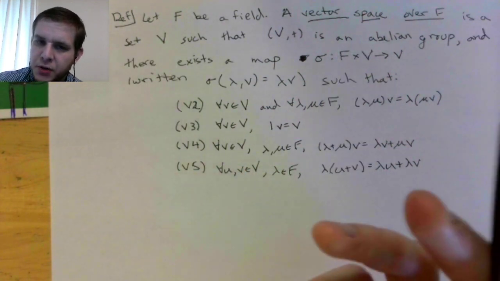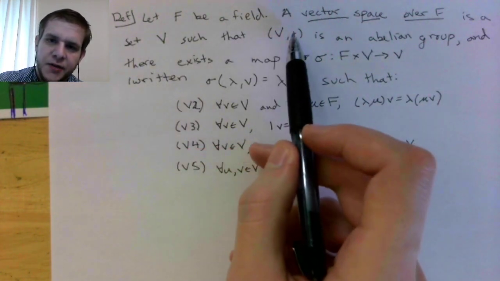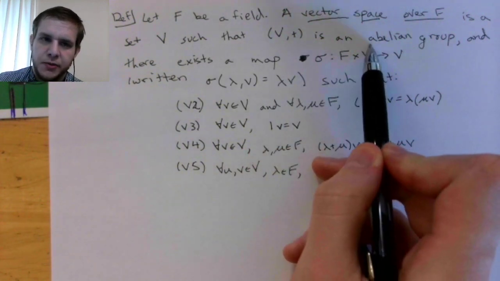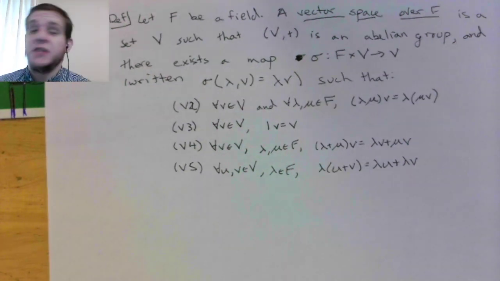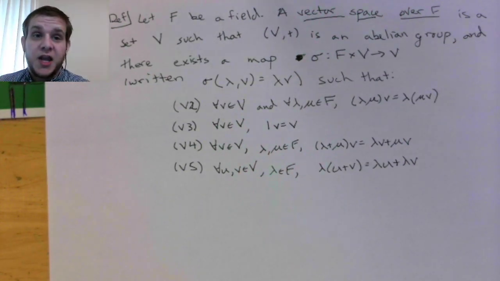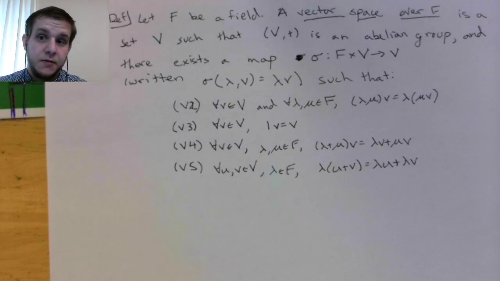So what can you do with the vector space? Well, you can add vectors. So I need V to have an addition that makes it an abelian group, right? I need to be able to add things in my vector space. I need to have a 0 vector, and so on and so forth. I can't multiply vectors in the vector space and get another vector.